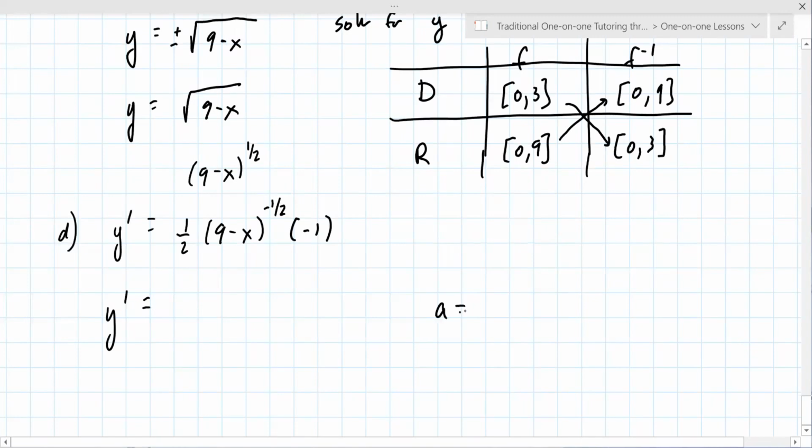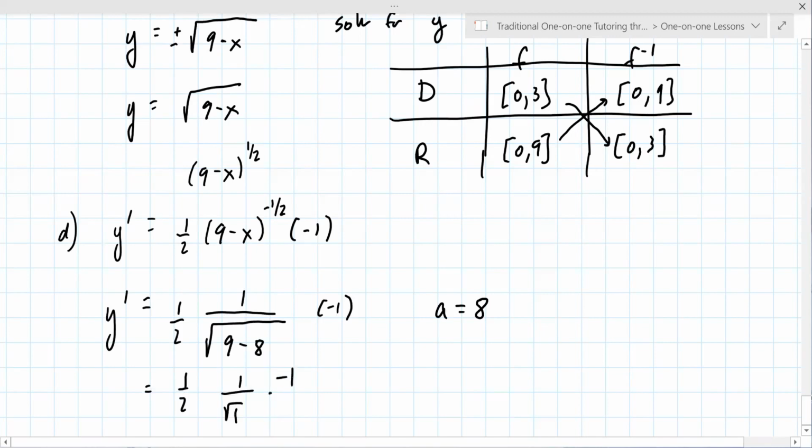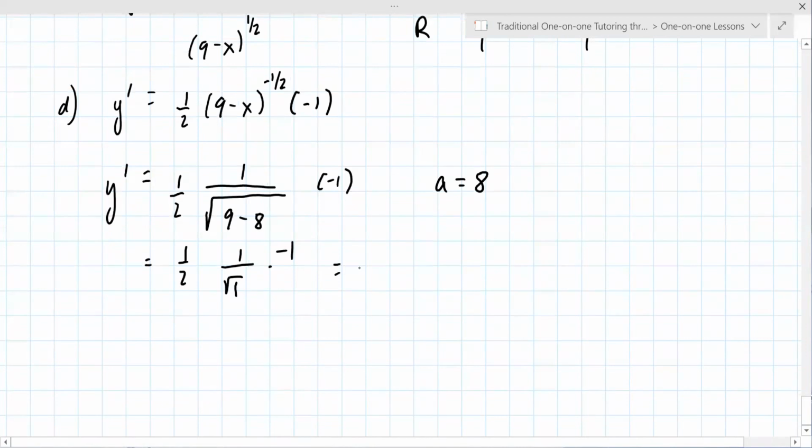Okay. So then we evaluate at our a value. Our a value was 8. That's where it's confusing because here you're using 8, and the other one we used 1. So this is 1/2. And then negative 1/2 means 1 over the square root of 9 minus 8. So this is 1/2, 1 over the square root of 1 times -1. And that does in fact reduce to -1/2.